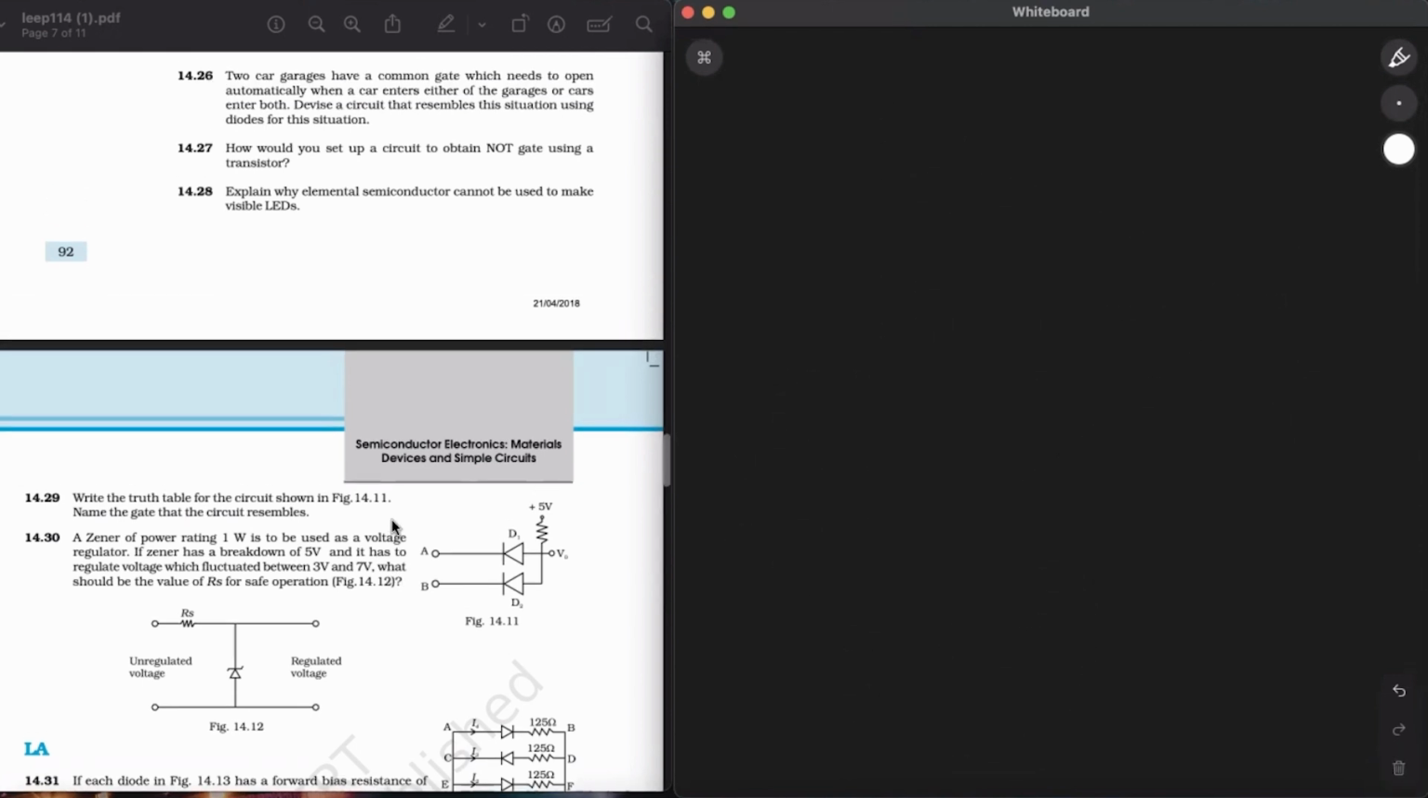Now we have question number 28. Explain why elemental semiconductor cannot be used to make visible light emitting diodes. Okay, elemental semiconductors cannot be used to make visible LEDs.